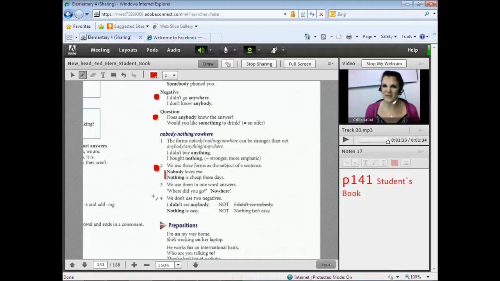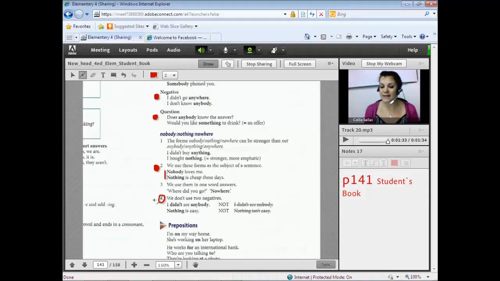So you didn't really have an interesting day, did you? What about number 4? We don't use two negatives, but I'm sure you have already known that by now. We don't say, I didn't see nobody, because that's actually a positive. Two negatives make a positive, but we don't say that. So I didn't see anybody, and nothing is easy.